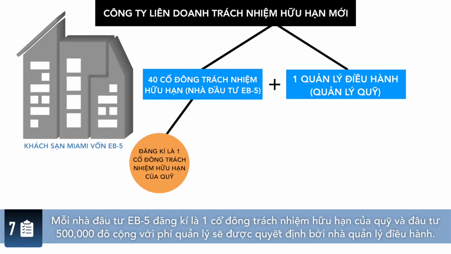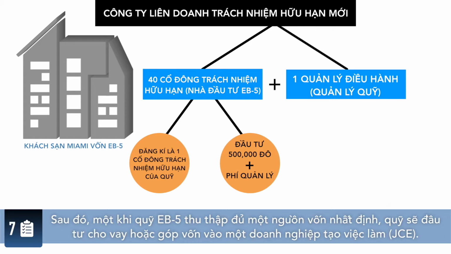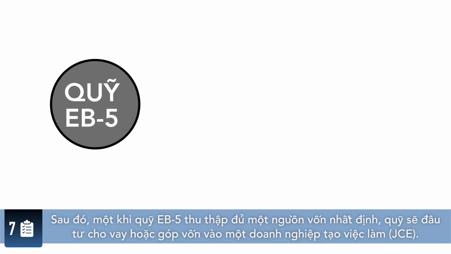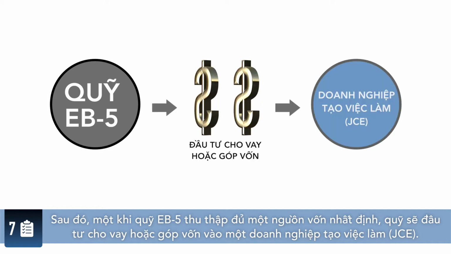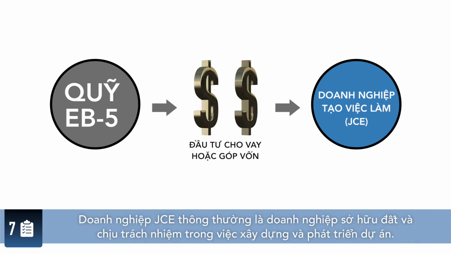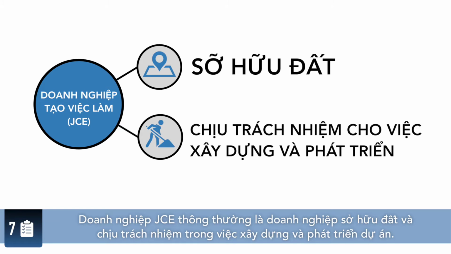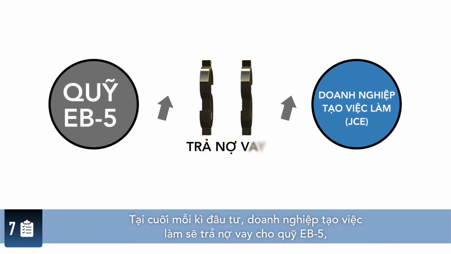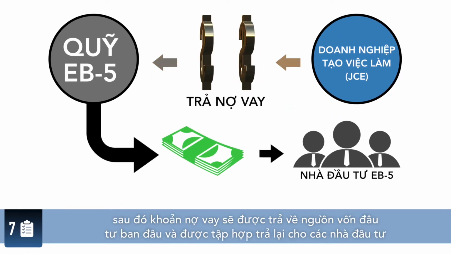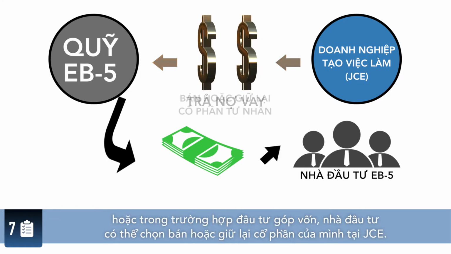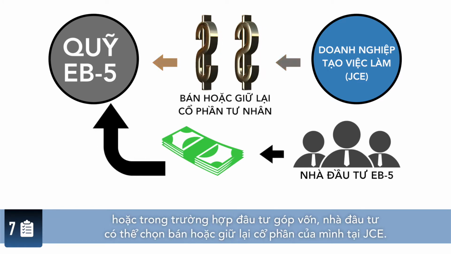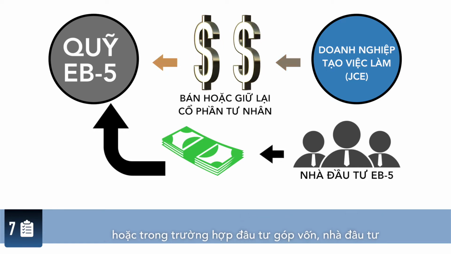Each EB-5 investor subscribes as a limited partner to the fund and invests $500,000 plus any administrative fee, which is determined by the general partner. Then once the EB-5 fund accumulates a certain amount of EB-5 capital, it makes a loan or equity investment into the Job Creating Enterprise, or JCE. The JCE is typically the entity that owns the land and is also the entity responsible for the construction and development of the project. At the end of the investment period, the Job Creating Enterprise repays the loan to the EB-5 fund, which then returns the investment capital and any accumulated returns to investors. Or, if an equity investment, the investors can choose to sell or retain their individual stake in the JCE.